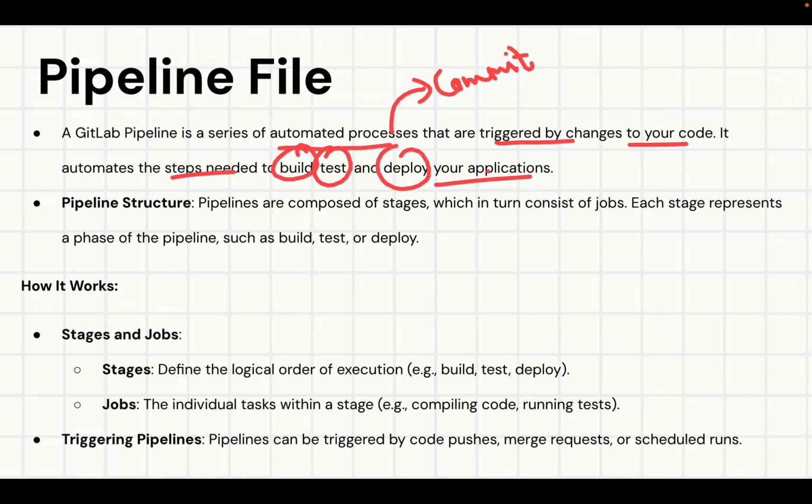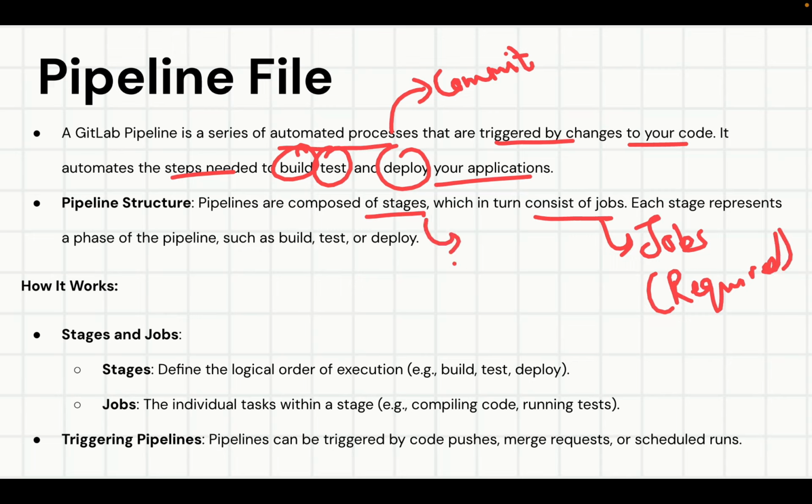All the functionality of providing the steps, or a guide on how to achieve it, is provided by the pipeline file. It is composed of stages, which in turn consist of jobs. So the main functionality is jobs. Jobs are always required, whereas stages can be optional in nature. It can be a single-job pipeline file, or it can be n number of jobs presenting the use case. Each stage represents a phase of a pipeline, such as build, test or deploy.